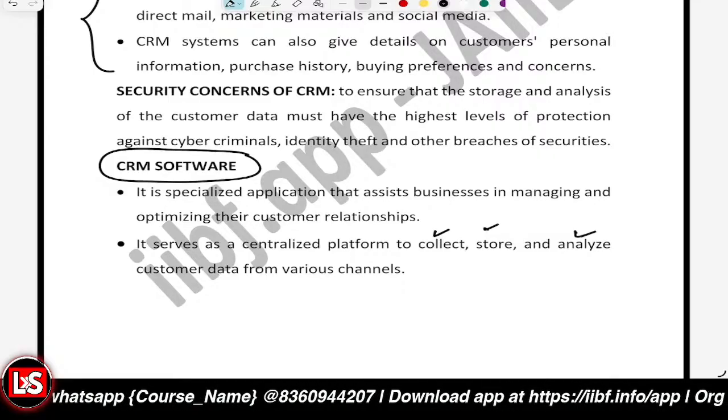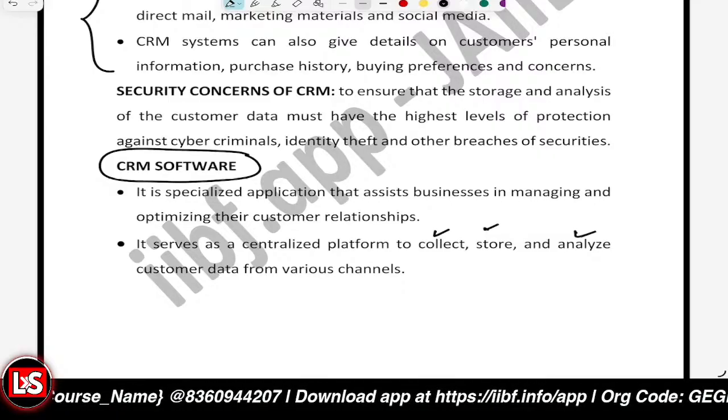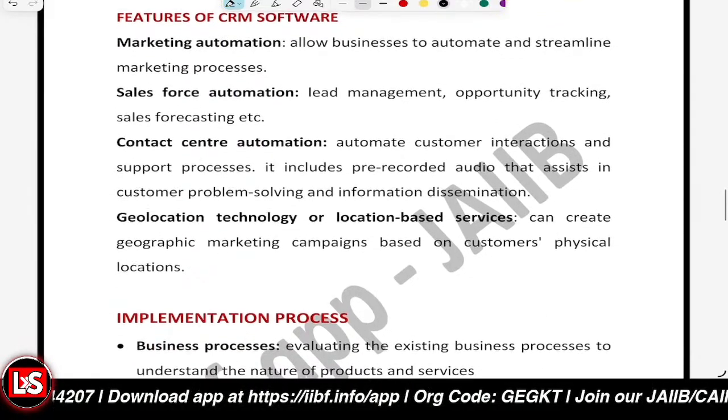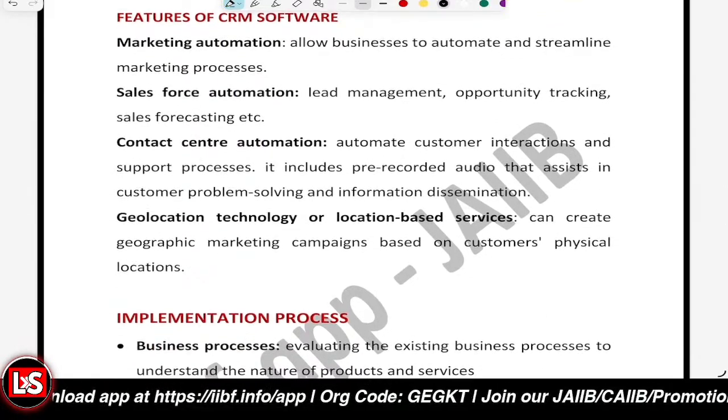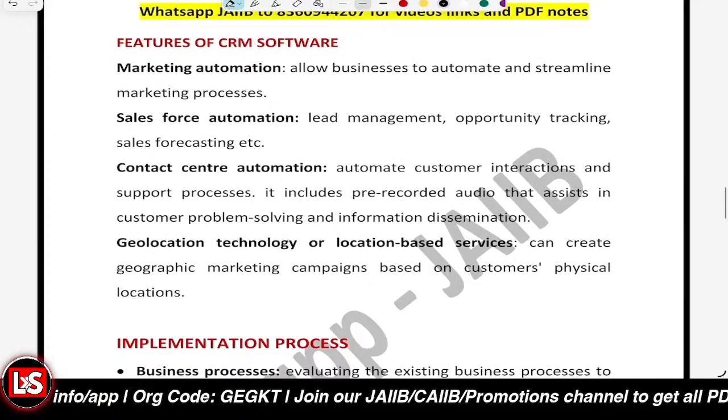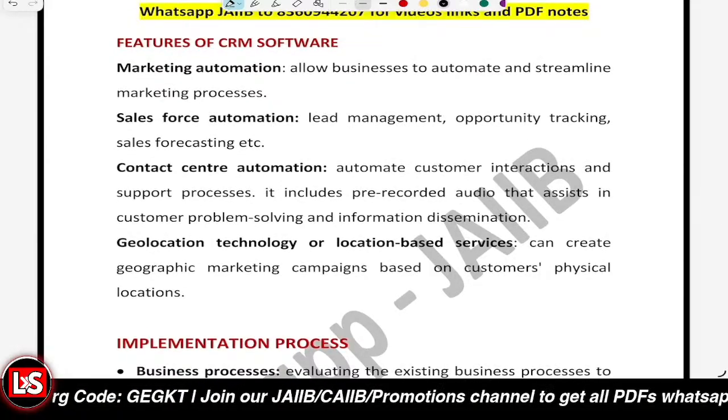Now, after that, let's have a look at what are the different features of this CRM software. What are the different features of this CRM software? The first one is that we can do the marketing automation.